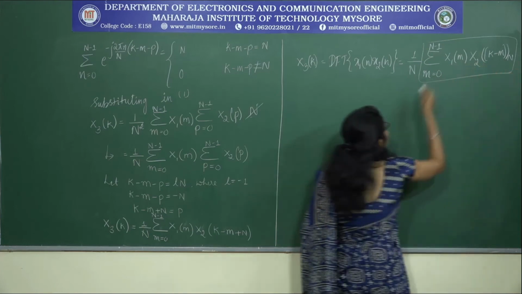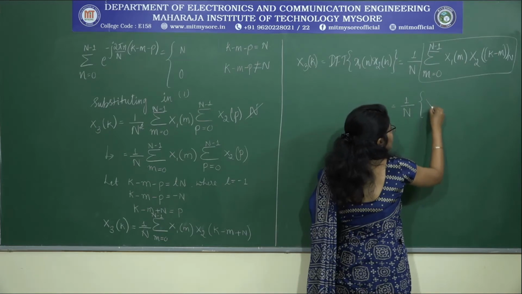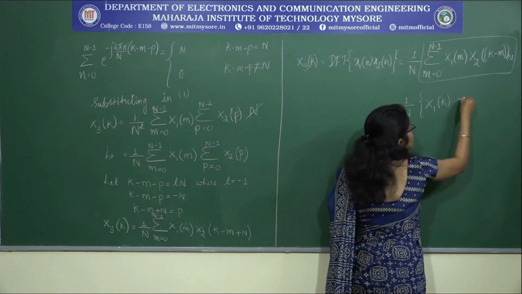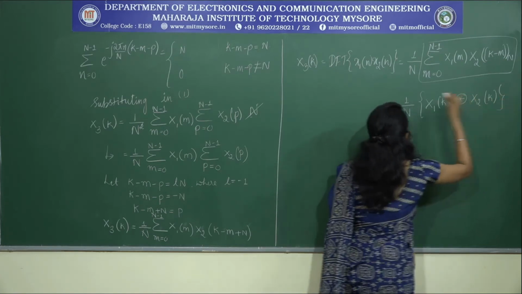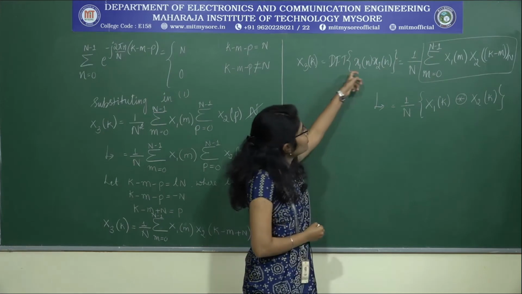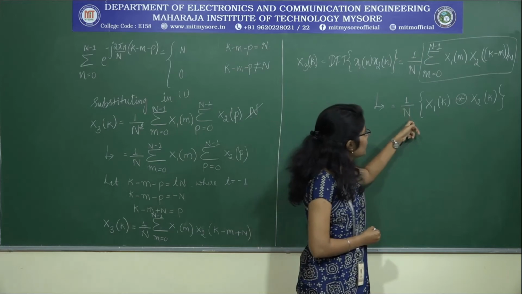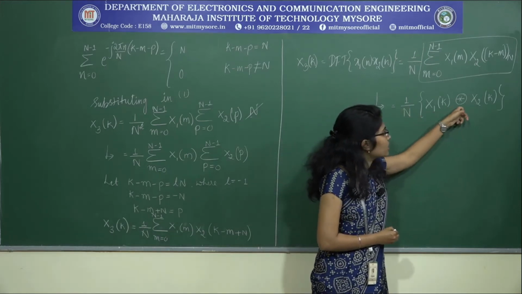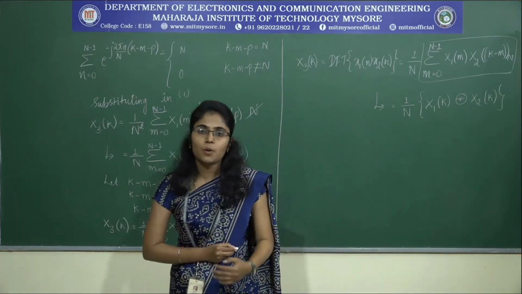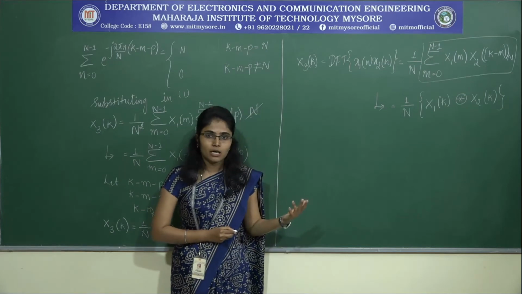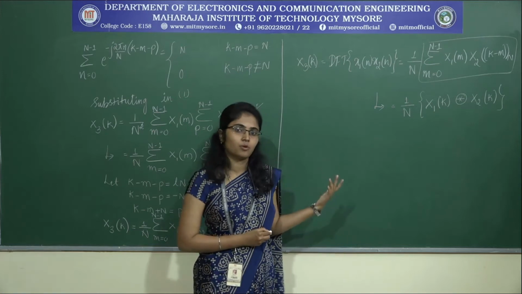So now instead of writing like this, I can write it as 1 by n into x1 of k circular convolution with x2 of k. That is, the DFT of x1 of n into x2 of n gives us 1 by n x1 of k circular convolution with x2 of k. This is about the modulation property. This property is very much similar to circular convolution. So, if you learn one property, it is very easy to remember the other property.